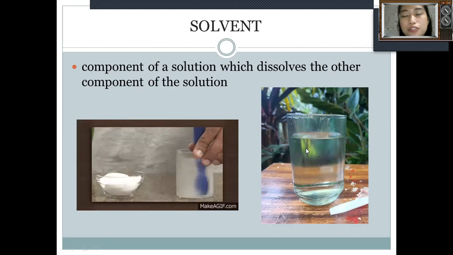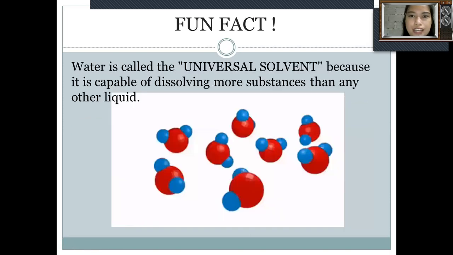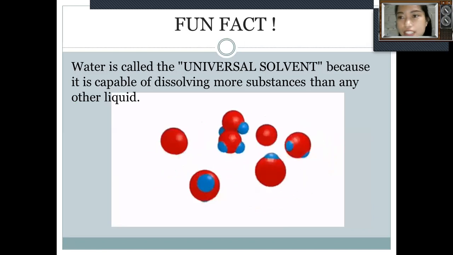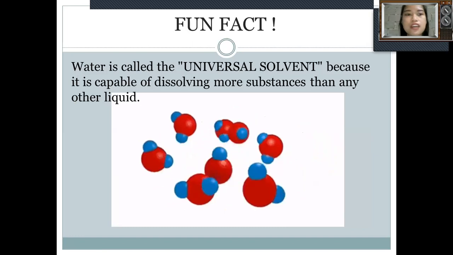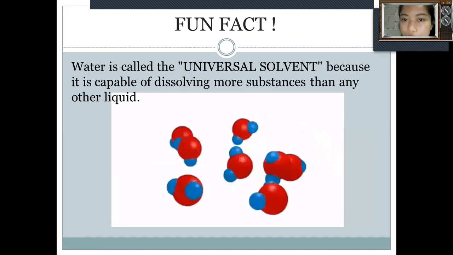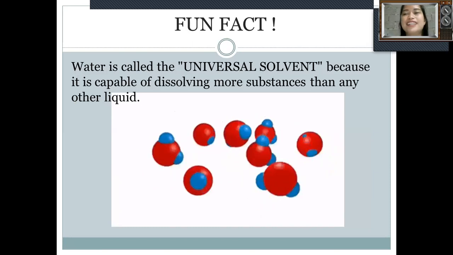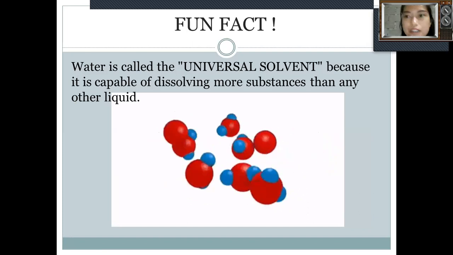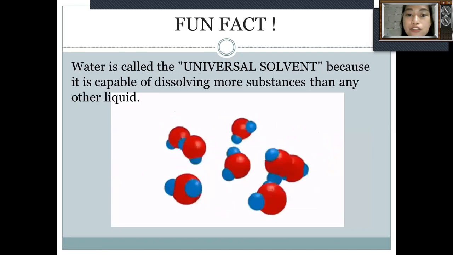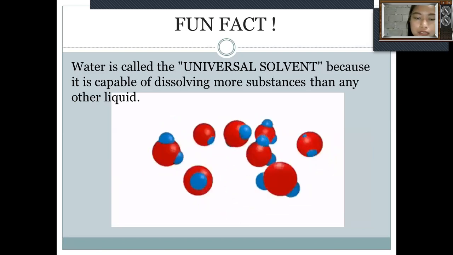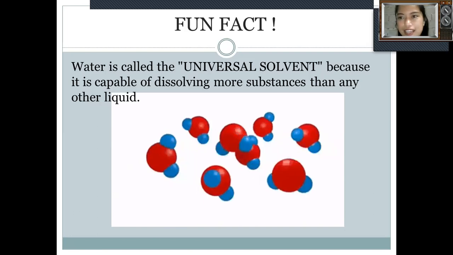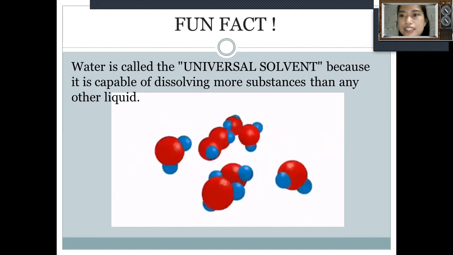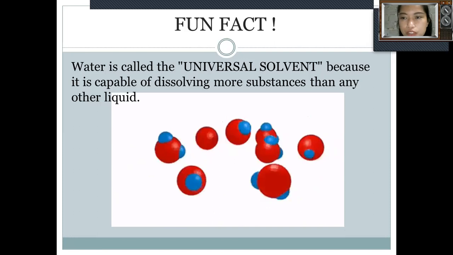And did you know, fun fact about solvent? Water is considered the universal solvent because it is capable of dissolving more substances than any other liquid. Because of the polar arrangement of water, it attracts substances and disrupts the components of those substances.